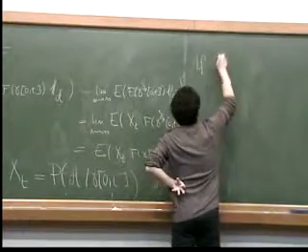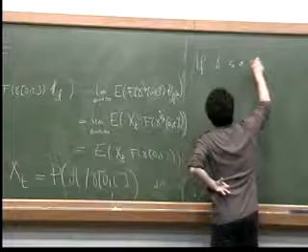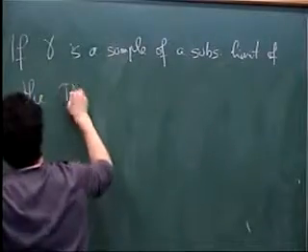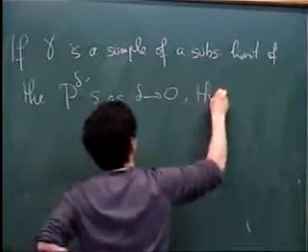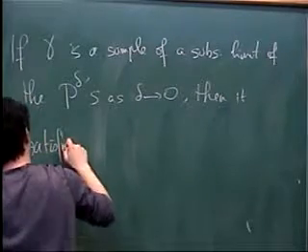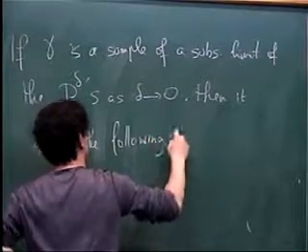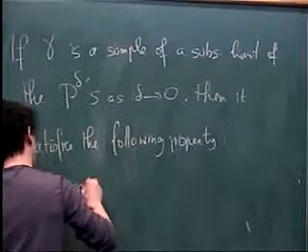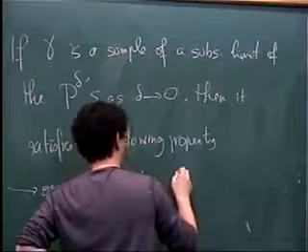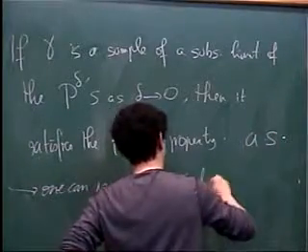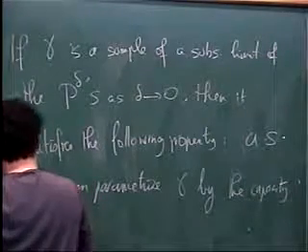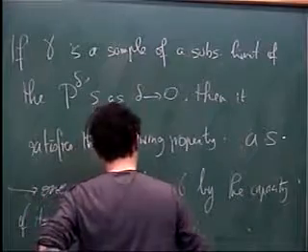Now what we have here is that if gamma is a sample of a subsequential limit of the P deltas as delta goes to 0, then it satisfies the following property, which is that almost surely one can parameterize gamma by the half-plane capacity of its hull, and it is a Loewner chain.